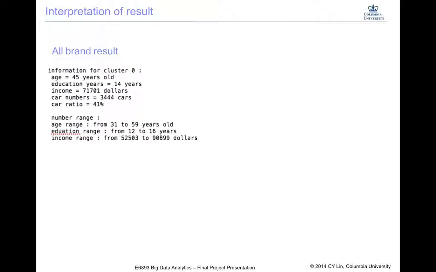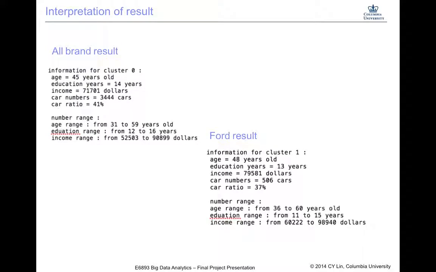First, this is the all-brand result. Then we show you the heaviest cluster for the brand Ford. So we can conclude that our marketing strategy for Ford is better focused on this group of people. Also, comparing with the clustering result of all brands, we can see that the customers of Ford are slightly older than those of other brands, and their education years are a little lower, yet their annual income is a little more than those of all brands.